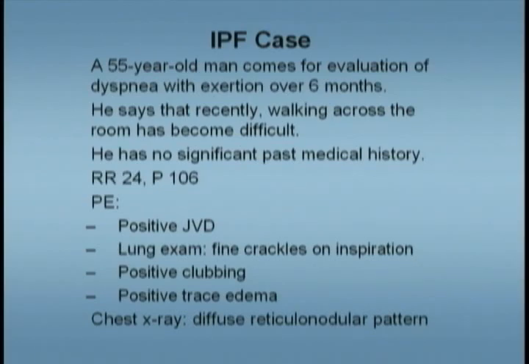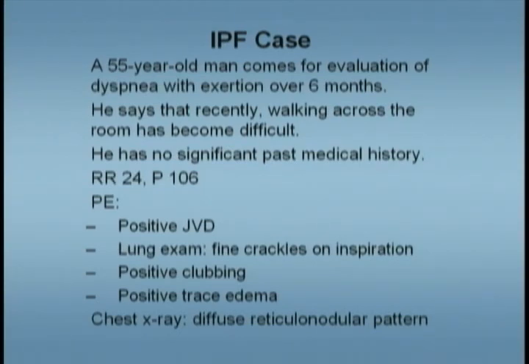He says that recently walking across the room has become difficult. He has no significant past medical history. His respiratory rate is 24. His pulse is 106. His physical exam shows a positive increased jugular venous distension, so he's got right-sided heart failure right away. You find a lung exam that shows fine crackles on inspiration, positive clubbing, and a positive trace edema.